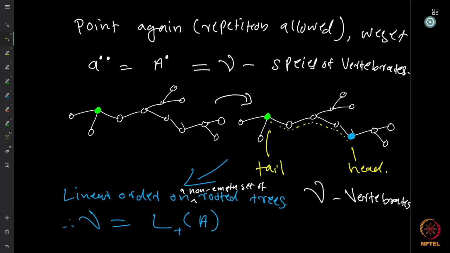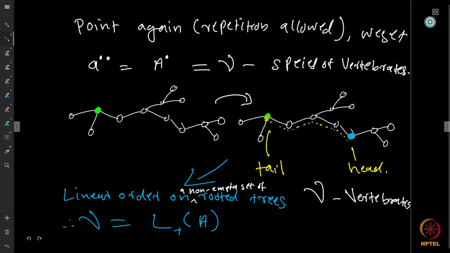And this new structure is called a vertebrate. So what is a vertebrate? A vertebrate is an animal with a spine. So we call this the species of vertebrates. What is it in our case? We have a tree where two vertices are marked as special.